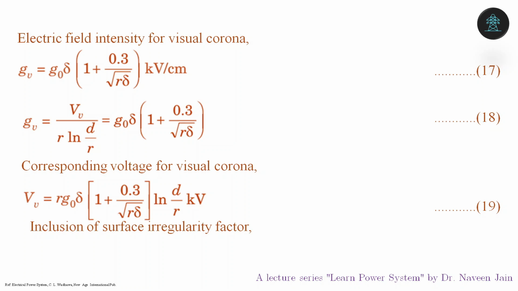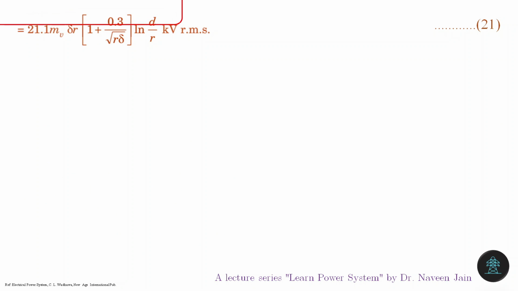Now, surface irregularity is also included here. As we know, the surface of the conductor is irregular. The corona doesn't start simultaneously on the whole conductor surface. However, it takes place at different points of the conductor, mainly those points which are pointed, and this is known as local corona. So, equation number 20 includes this surface factor.